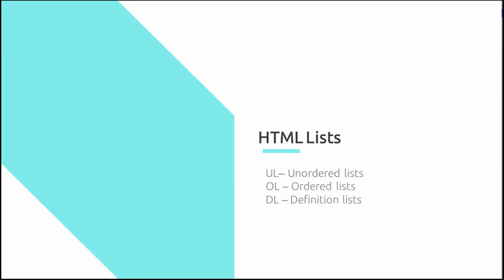HTML lists. HTML provides tags for all types of listings. It categorizes the listing into basically 3 types: unordered lists, UL, ordered lists, OL, and definition lists.